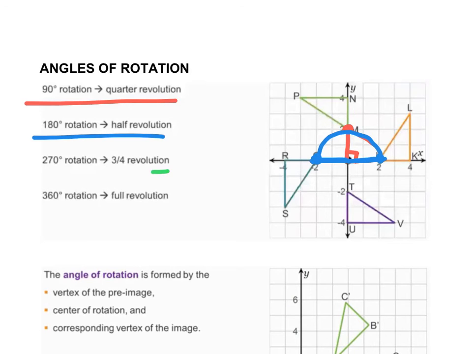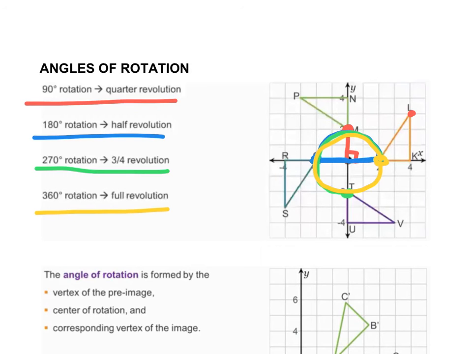Same thing if I were to do a 270-degree rotation. That means I would go all the way through to point T, and that angle measured, I have a 90-degree angle here, 90-degree angle here, and 90 degrees around my center. That would give me 270 degrees. And then finally, if we talk about a 360 degrees rotation, that is a full revolution that brings it back onto itself, okay? Now, each of these points are doing the same thing.